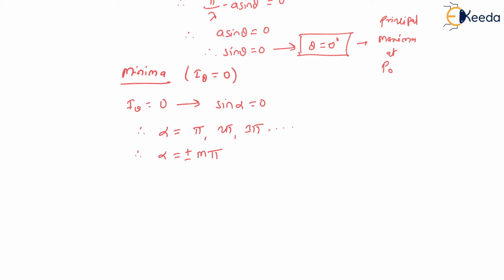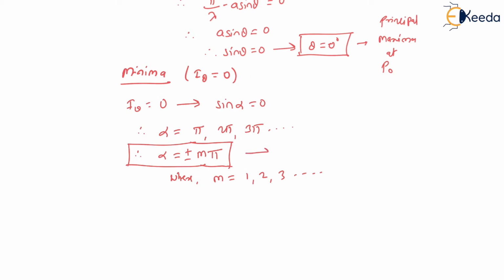So this is the condition, where the value of m will be 1, 2, 3 and so on. Remember, the value of m will not be equal to 0, because that is the condition for principal maxima. So m will take values other than 0, that is all the integers other than 0, again plus minus 1 and all. So this is the condition for minima, and this is the condition in terms of phase difference.